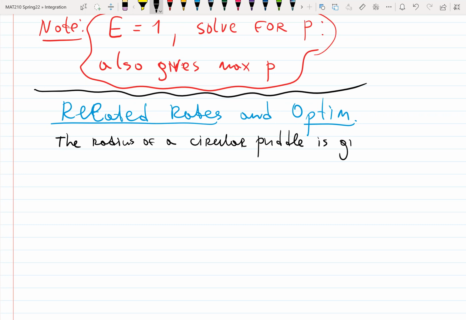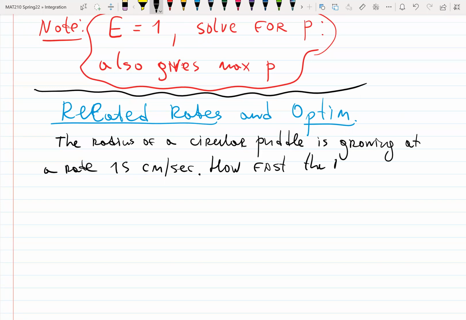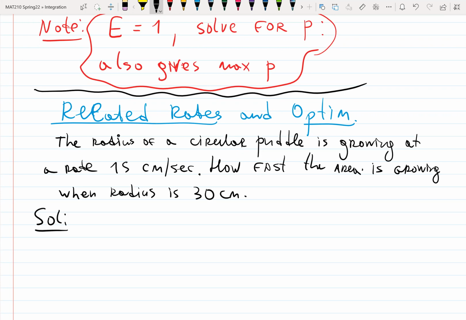The puddle is growing at a rate of 15 centimeters per second. And I can ask you different things. How fast is the area growing at the instant when the radius is 30? How fast is the area growing when the area is 81? And I can also ask how fast the radius is growing. No, how fast the area. The radius is given in this case. How fast is the area growing when the radius is 30 centimeters? Solution. You know this formula, right? Pi r squared.